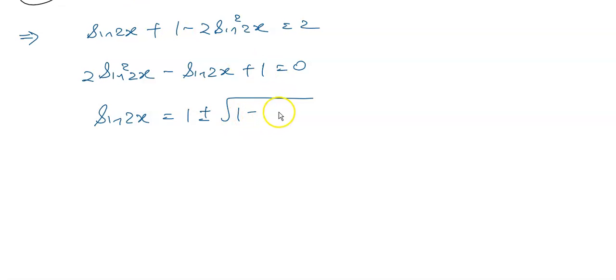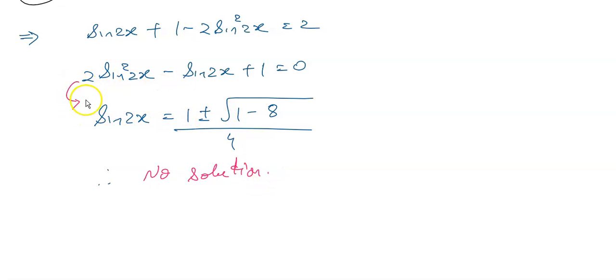So we can see that here D is less than 0, so therefore no solution. No solution. Why no solution? Because the discriminant of this quadratic is less than 0. D is less than 0.